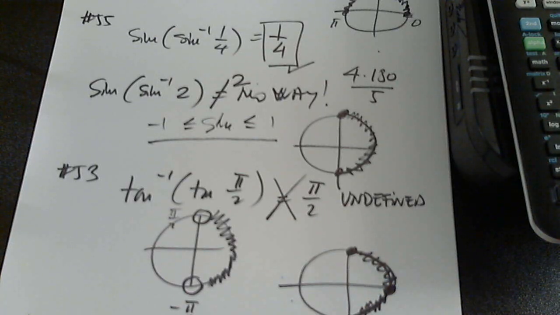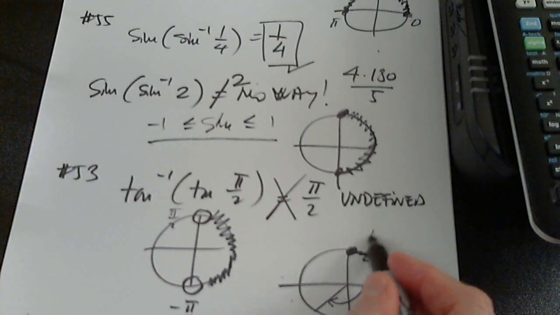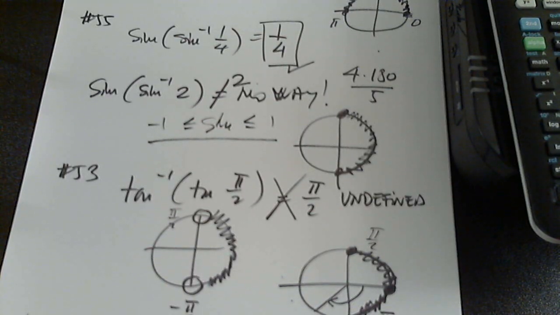-3pi/4 is... 1, 2, 3, right here. This is -3pi/4. Is it -3pi/4? No, this is incorrect. Why is it incorrect? Because it's not between -pi/2 and pi/2. -3pi/4 is in the third quadrant.